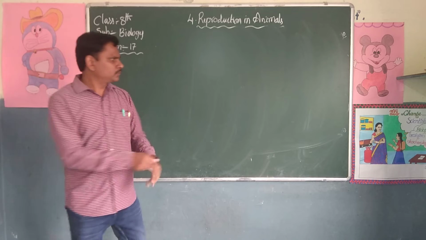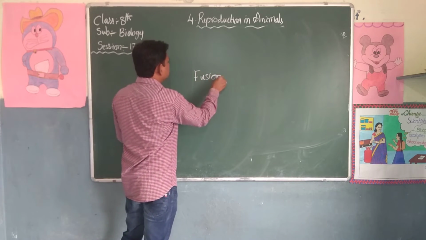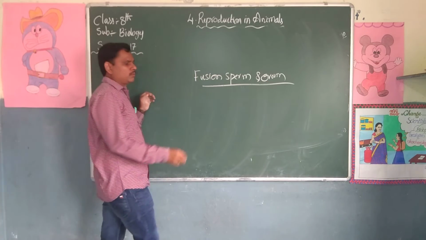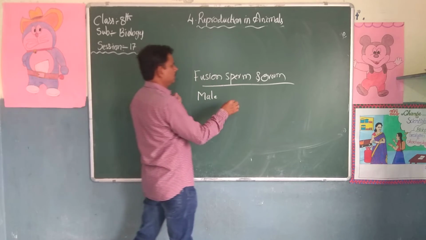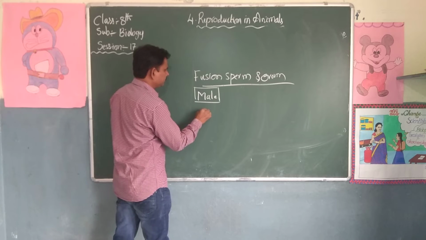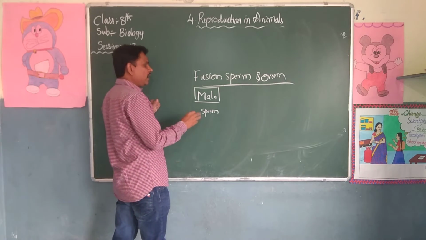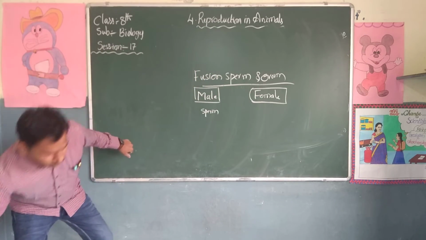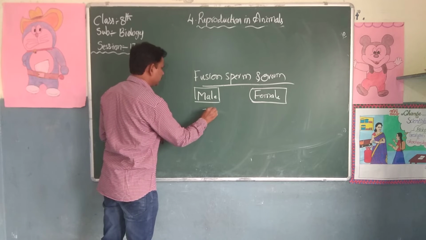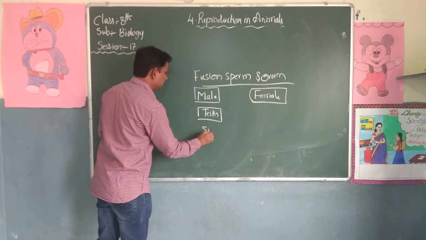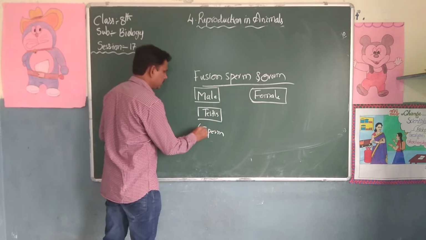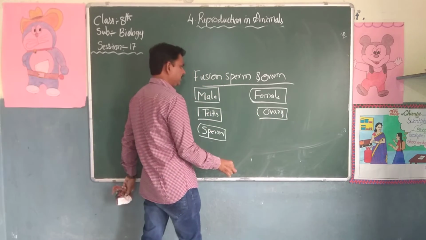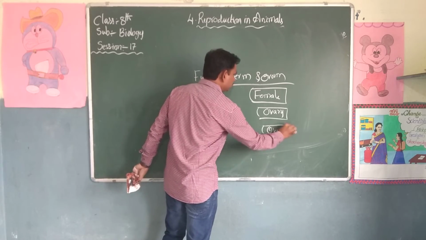Now, fusion of sperm and ovum will take place. From the male, sperm is going to be released. From which part is the sperm released? From the testes. From the female ovary, the ovum is going to be released.